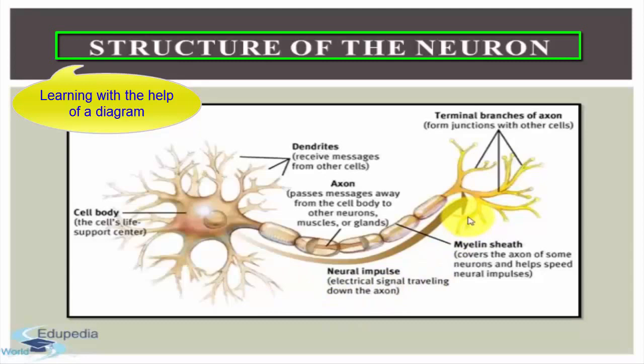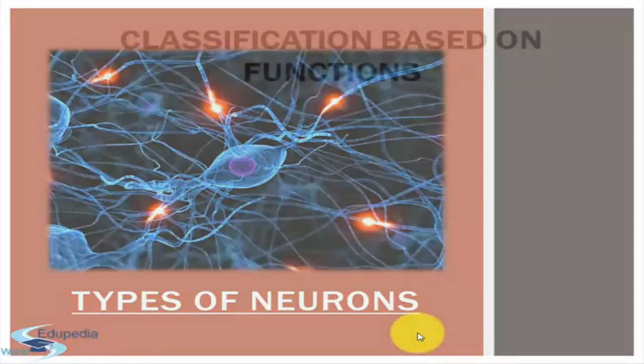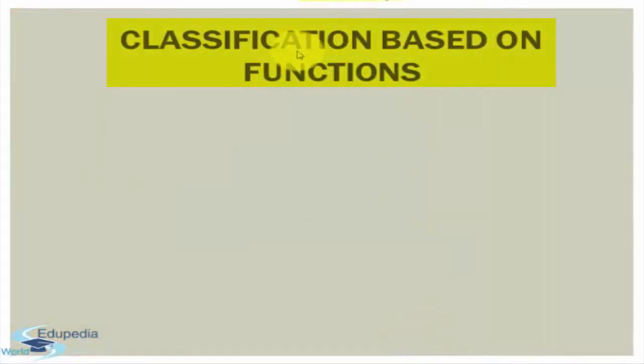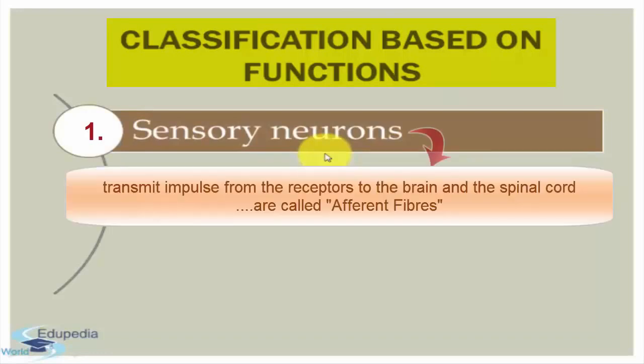Okay, so this was all about the structure of the neuron. Now we will learn about the types of neuron. First of all, we will learn about the neurons and their classification based on their functions. First one is the sensory neurons. See, these neurons transmit impulses from the receptors to the brain and spinal cord. These are called afferent fibers.